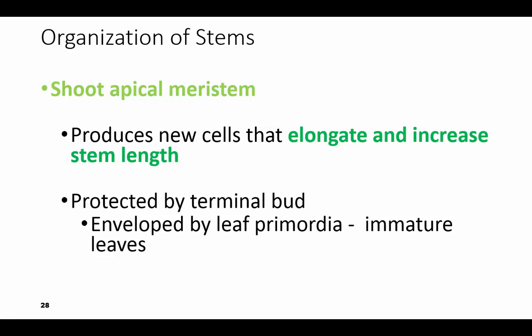Now to look at stems for a little bit, how they're organized. Talk first about the shoot apical meristem. This is where new cells are made, and those new cells elongate and they make the stem longer. And there's a terminal bud on the end of them, and it's enveloped by these immature leaves called leaf primordia.